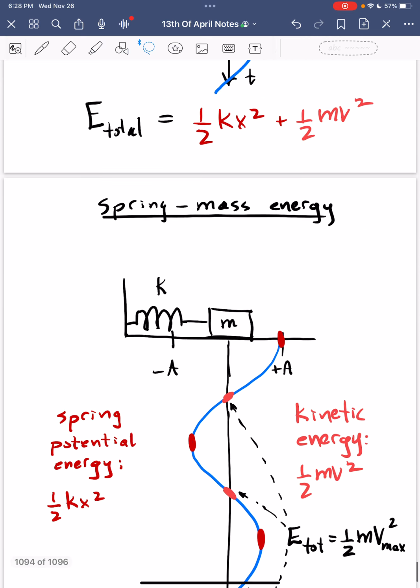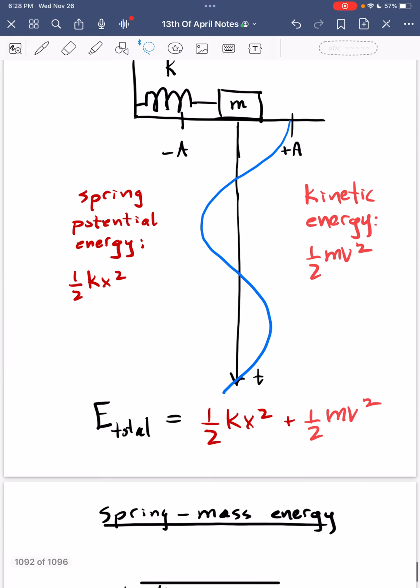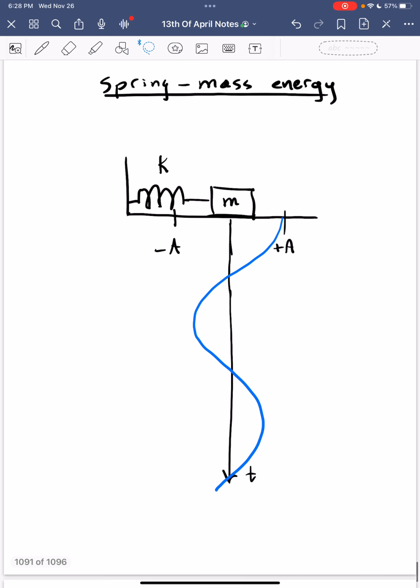So hopefully I've shown you here that there is this variation of kinetic and potential energy in the spring mass system as it oscillates back and forth, and I've shown you an example of how you could solve for the velocity at a given amplitude.